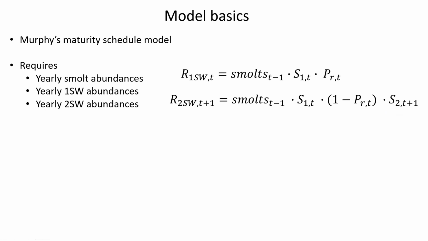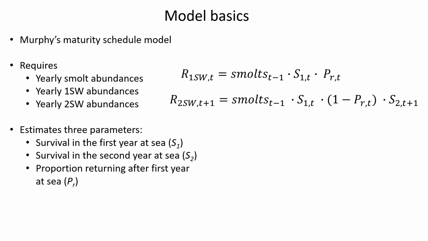One of the issues with this model is that there's an analytical problem in which you have 3 parameters to estimate, and you're only using 2 pieces of data. So in the past, studies have made assumptions or used data separated by sex. So instead of having these 2 equations, you have these 2 equations for males and these 2 equations for females. However, the rivers for which there is that information are quite limited. So the way I went around it is slightly different. And just to reiterate here, the 3 parameters that we're estimating are the survival in the first year at sea, which is S1, survival in the second year at sea, which is S2, and the proportion returning after the first year at sea, which is called PR.